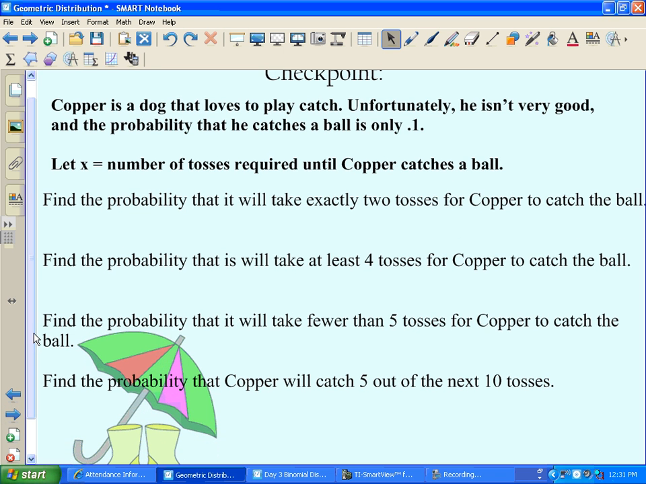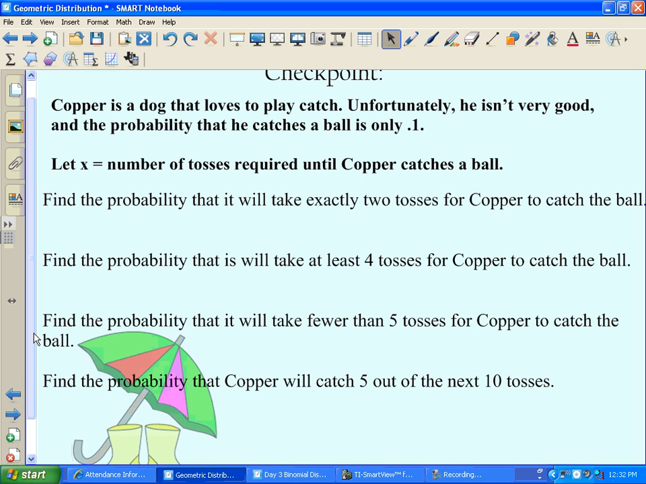All right. My dog Copper loves to play catch. Unfortunately, he's not very good. The probability that he catches the ball is only 10%. So X is equal to the number of tosses required until Copper catches the ball. And I want you guys to do these right now.